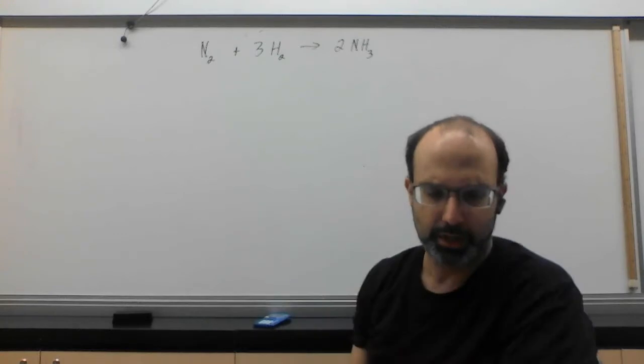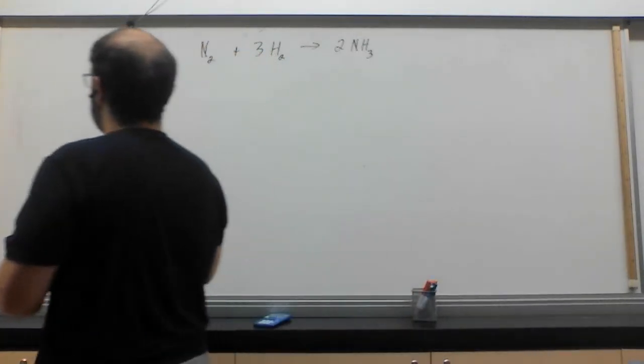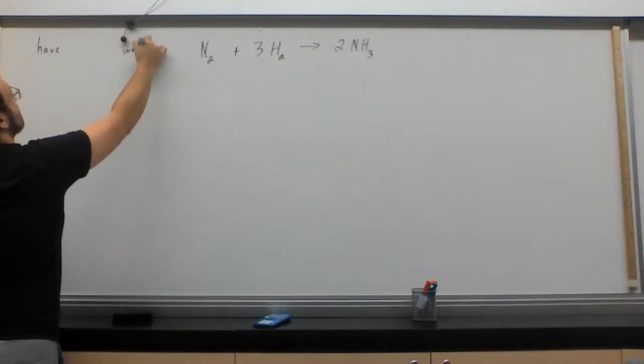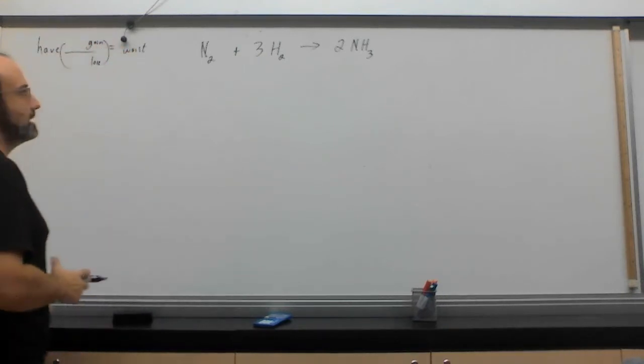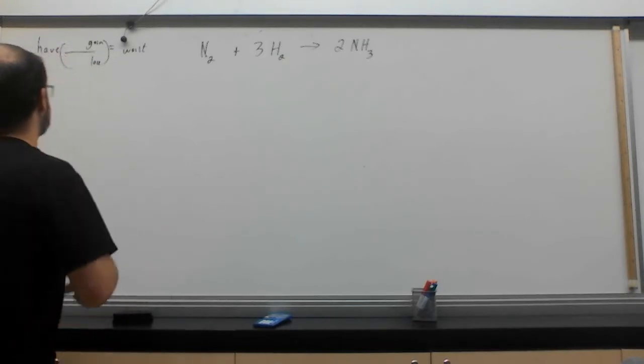What's going to happen? Okay, so when we set this up, it is still the same conversion matrix. It is still have, want, lose, gain. Nothing about that has changed. And we know how to do conversion. I mean, I hope so at this point. You guys have done so much at this point.